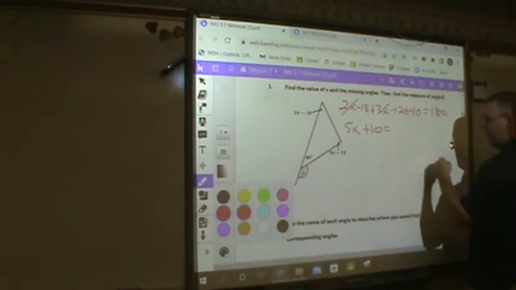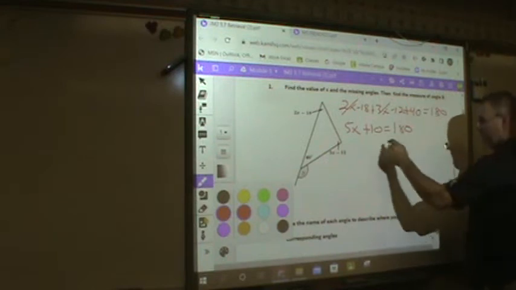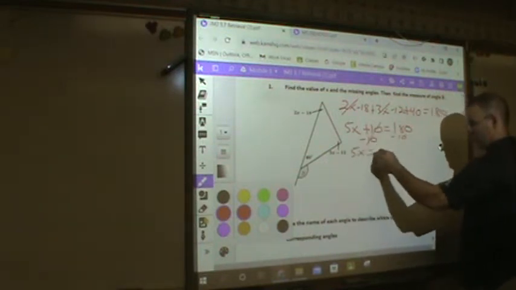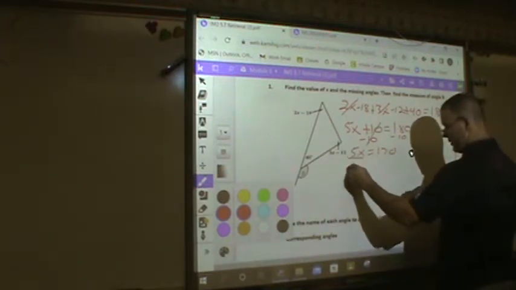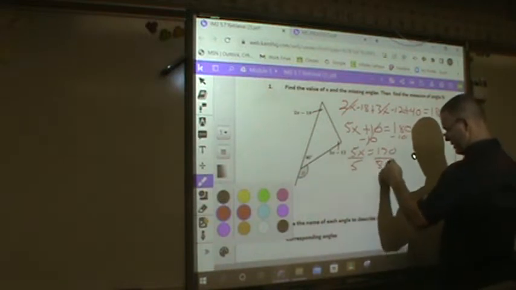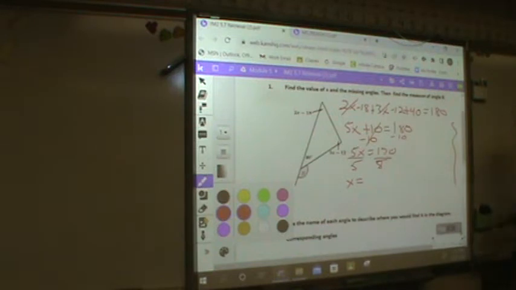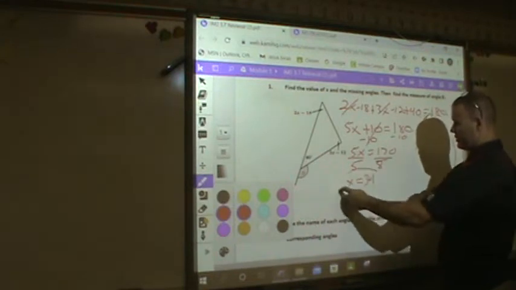If you're not sure, double check. Do some doodles over here and make sure you figure that out. 5x plus 10 equals 180. Next, I'm going to subtract 10. 5x is equal to 170. If you're following along, divide by 5 into 170. You might be sitting there going, gee, 5 won't go into 170. If you're not sure, again, doodles off to the side, and you will find out that it goes in 34 times. So x is 34.